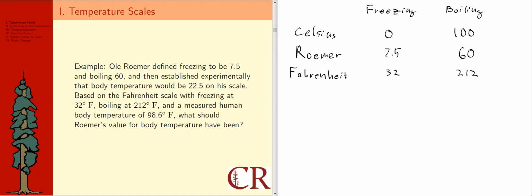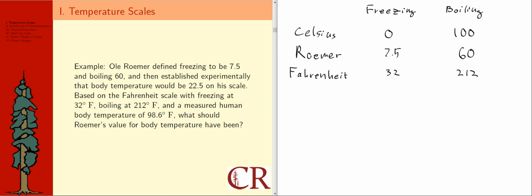Romer defined freezing to be 7.5 and boiling 60, as we've seen. And then he established experimentally that body temperature would be 22.5 on his scale. Based on the Fahrenheit scale with freezing at 32 degrees Fahrenheit, boiling at 212 degrees Fahrenheit, and a measured human body temperature of 98.6 degrees Fahrenheit, what should Romer's value for body temperature have been?